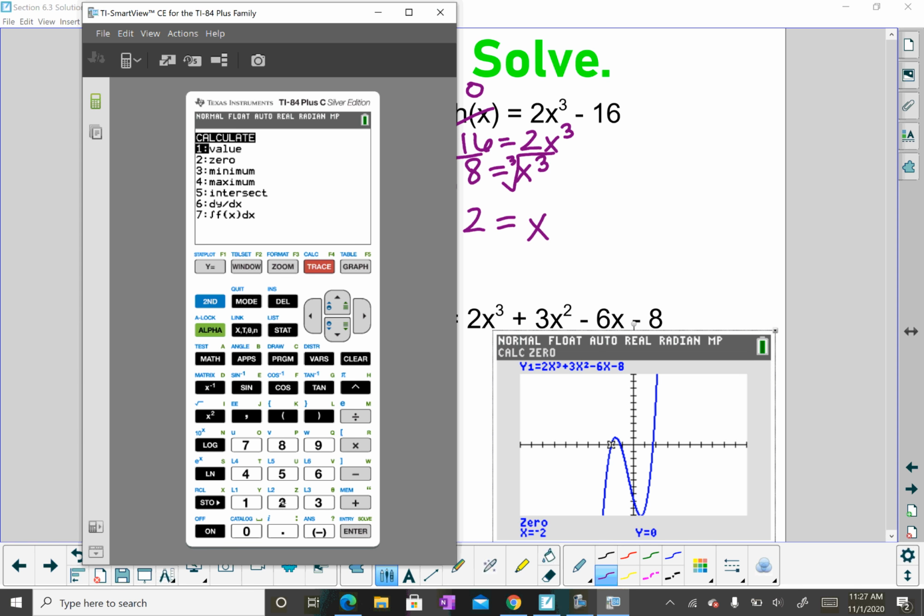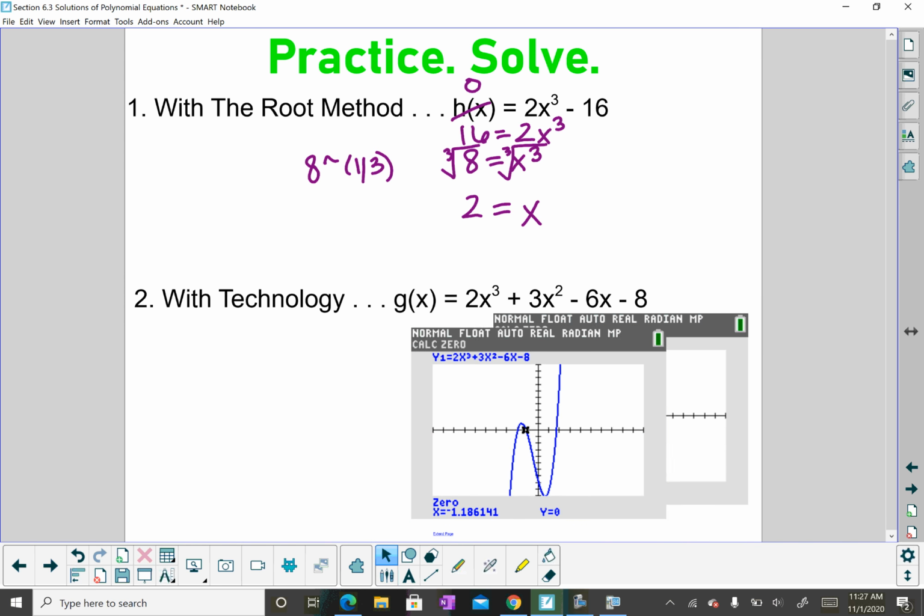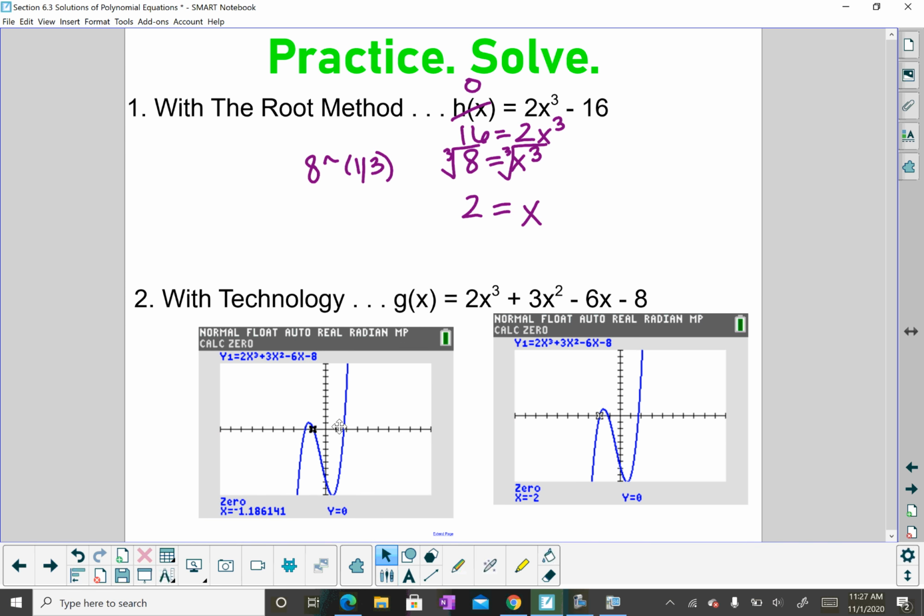Second trace, 0, number 2. The next one looks like it's about at -1. So left bound, I'm going to use -1.5. Right bound, I'm going to use -0.5. And then guess. And this one we're going to have to round. It is an irrational number, it looks like. So I would say if you round to 3 decimal places, -1.186. If you rounded to 2 decimal places, -1.19 would be a solution.